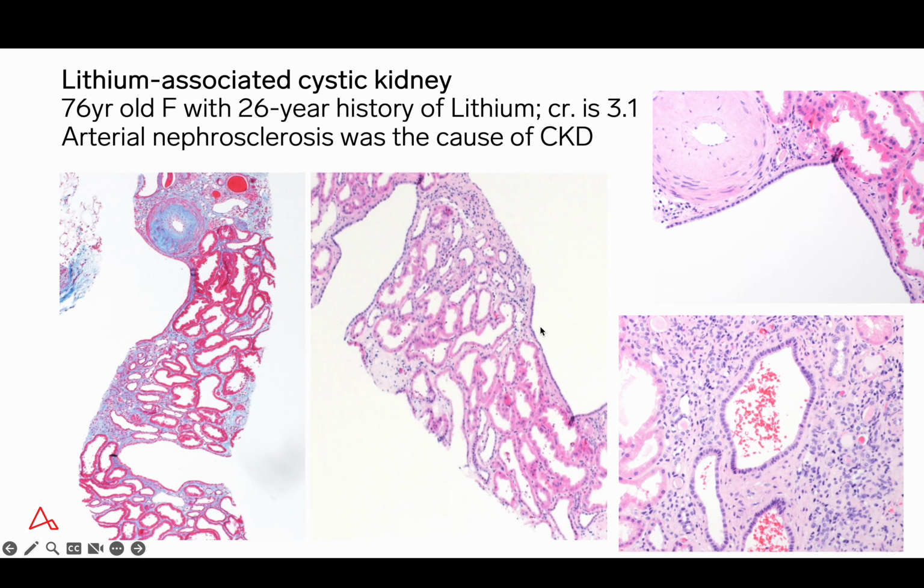This is another example of lithium cysts on biopsy. This biopsy was from a 76-year-old female. She had a 20-year history of lithium, presented with a creatinine of 3.1. Her fundamental disease was arterial nephrosclerosis, and we can see a markedly occluded artery here at the top on the left. And there were multiple scattered cysts, and we can see the cysts have the typical low cuboidal collecting duct type lining, so characteristic of lithium cysts.